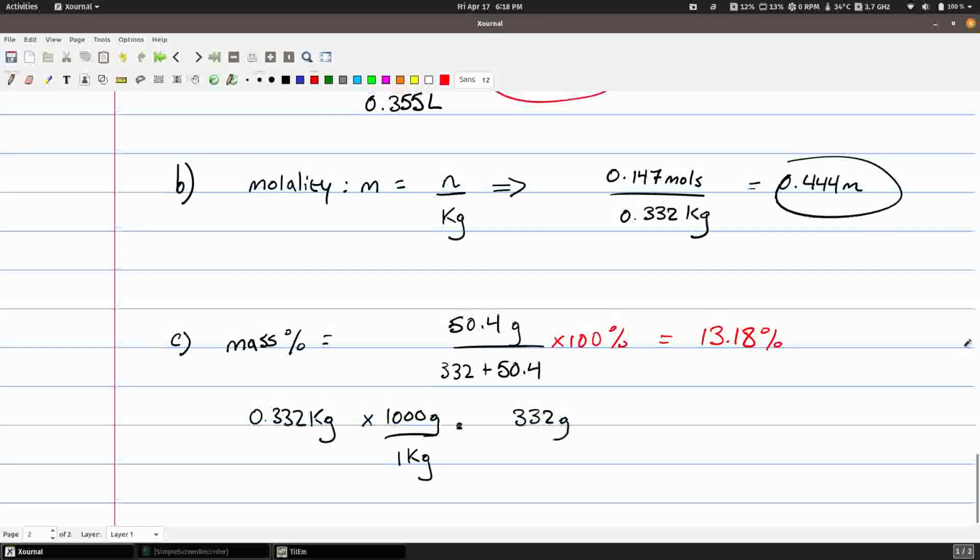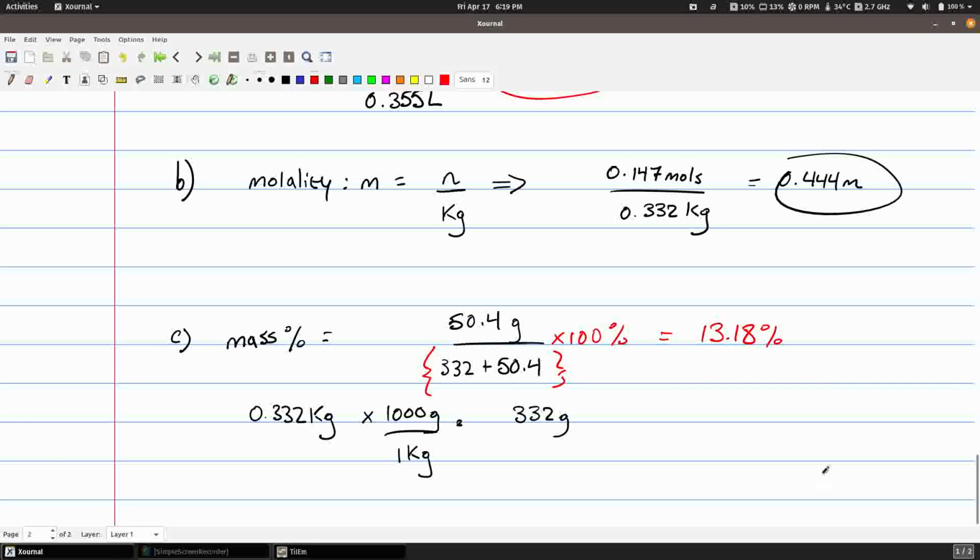So that's percentage per mass, or mass percentage. So that's pretty much it. Determining the concentrations of a solution is super easy. So if you need to copy that stuff, just pause it.